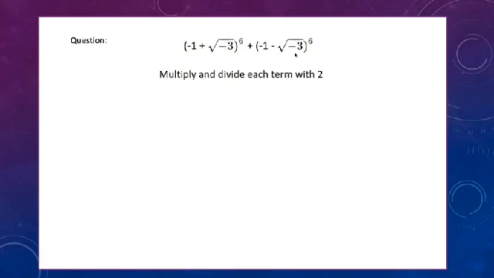Now we were on exercise number 2.2. Now we will do question number 2, part number 5. And our question is (minus 1 plus under root minus 3) raised to power 6 plus (minus 1 minus under root minus 3) raised to power 6. We know very well the value of omega is (minus 1 plus under root minus 3) over 2. But here in this question we don't have 2. To make it equal to omega or omega square, we will multiply and divide each term with 2.